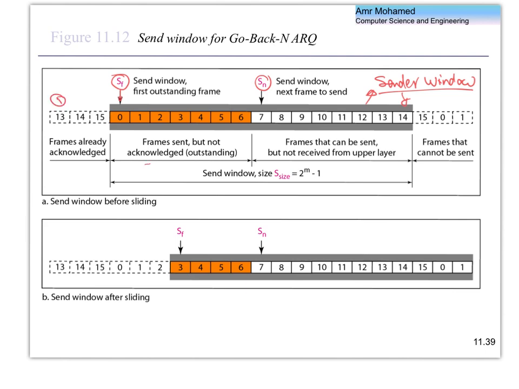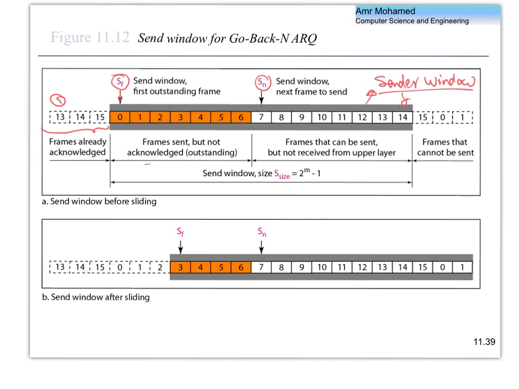The first area talks about all the frames that are outside the box on the left-hand side of the window. This area contains all the frames that have been sent successfully and have been acknowledged successfully, which means I have done all these frames already. I have sent them and received the acknowledgement, so everything is fine.